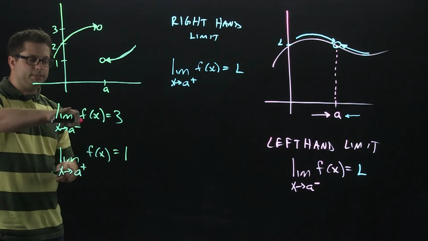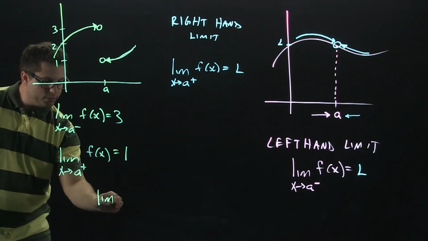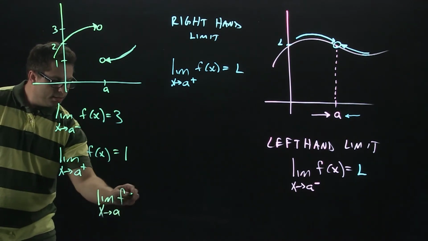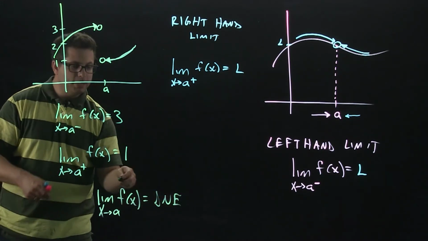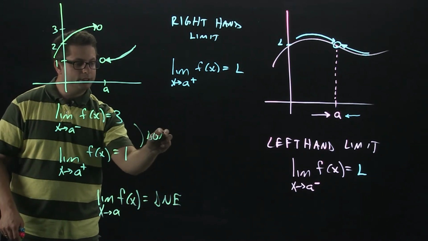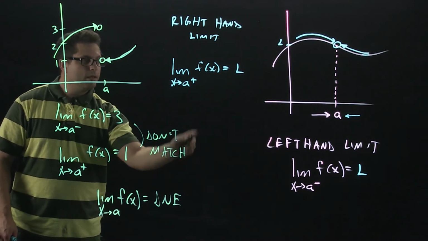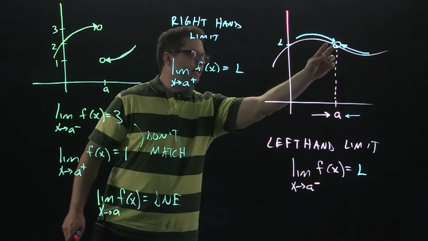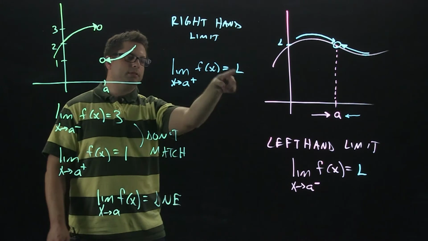When the left and right-hand limits don't match, we say that the general limit, which is a limit without the direction signs, does not exist because these don't match. Whereas in the previous example, since they did match, the general limit, the limit without the direction sign, would be L.